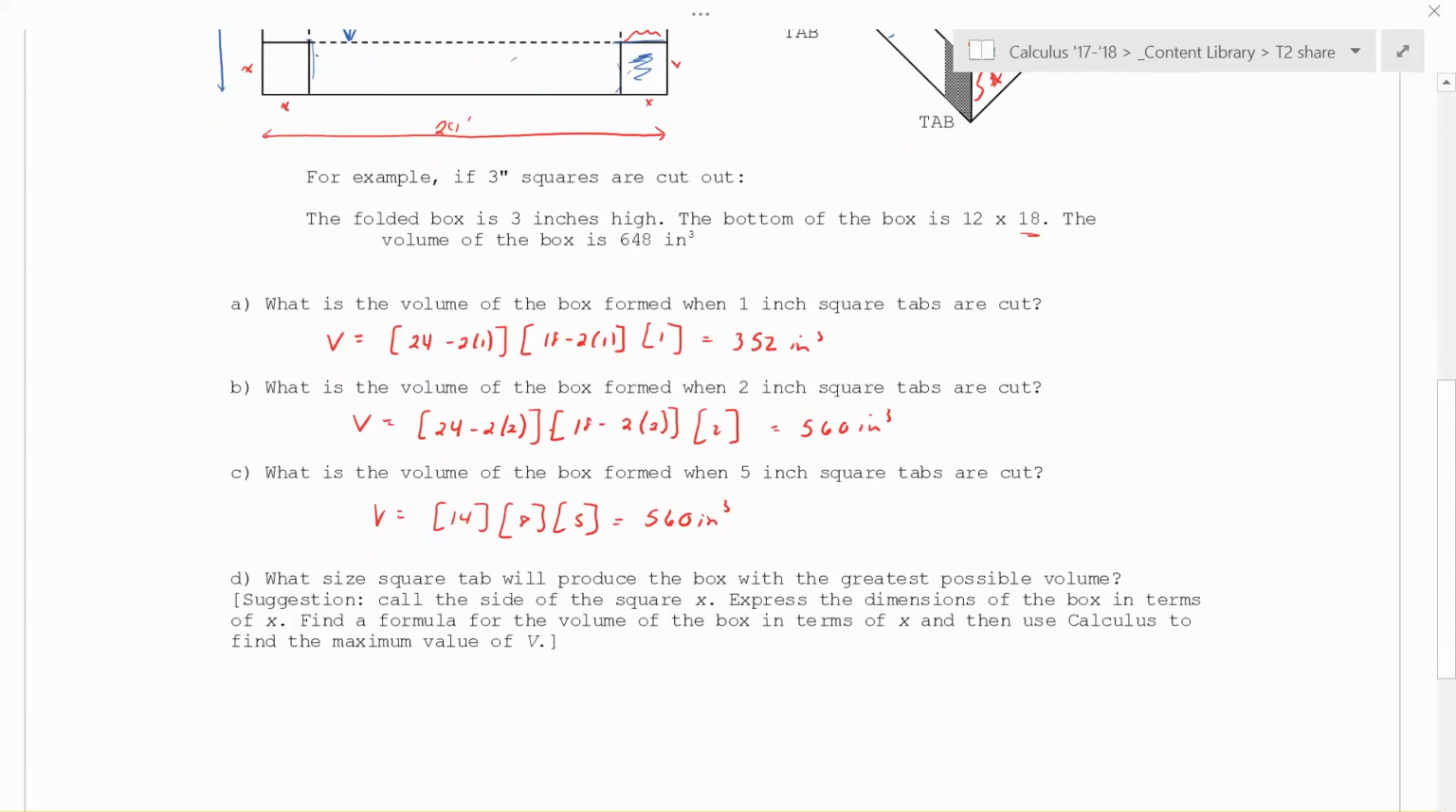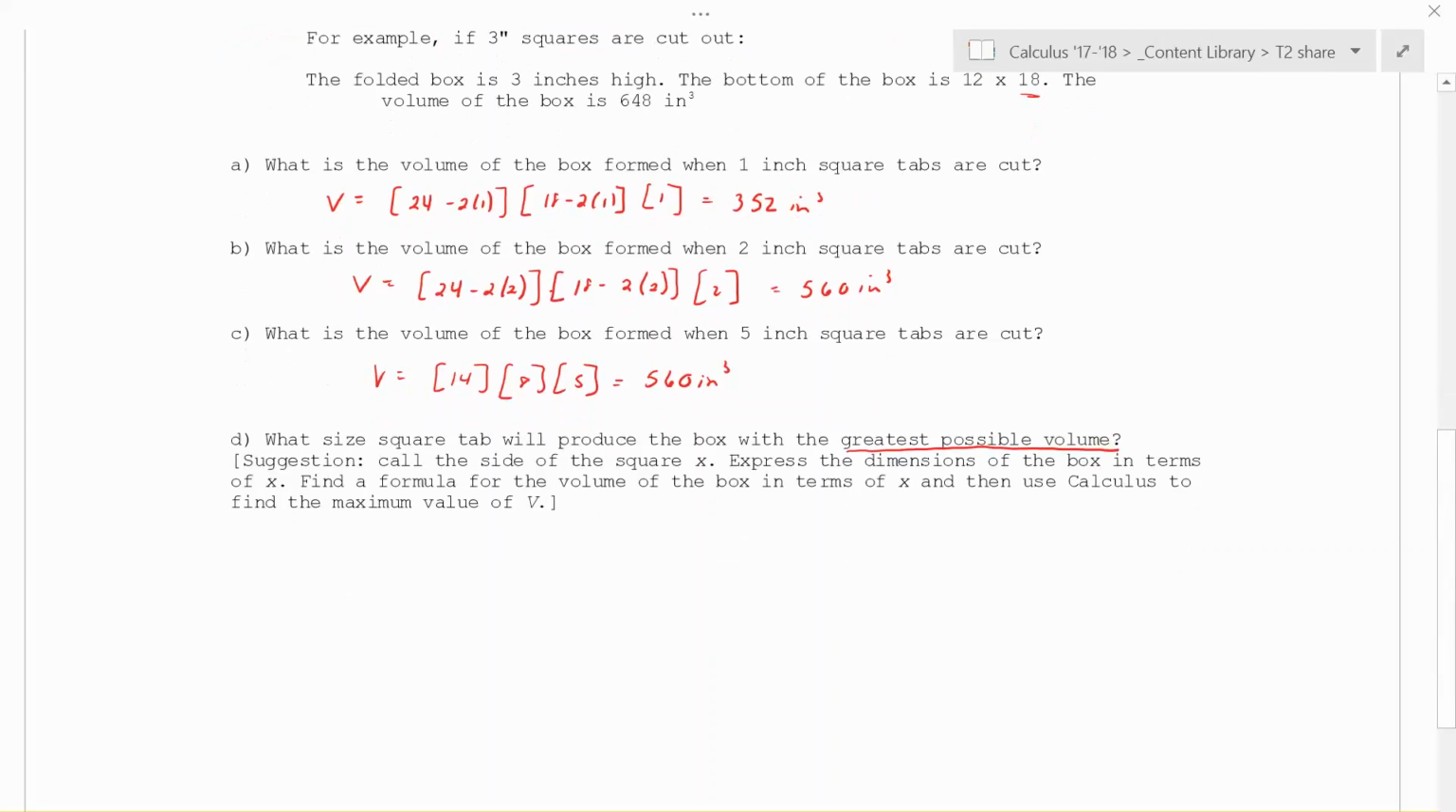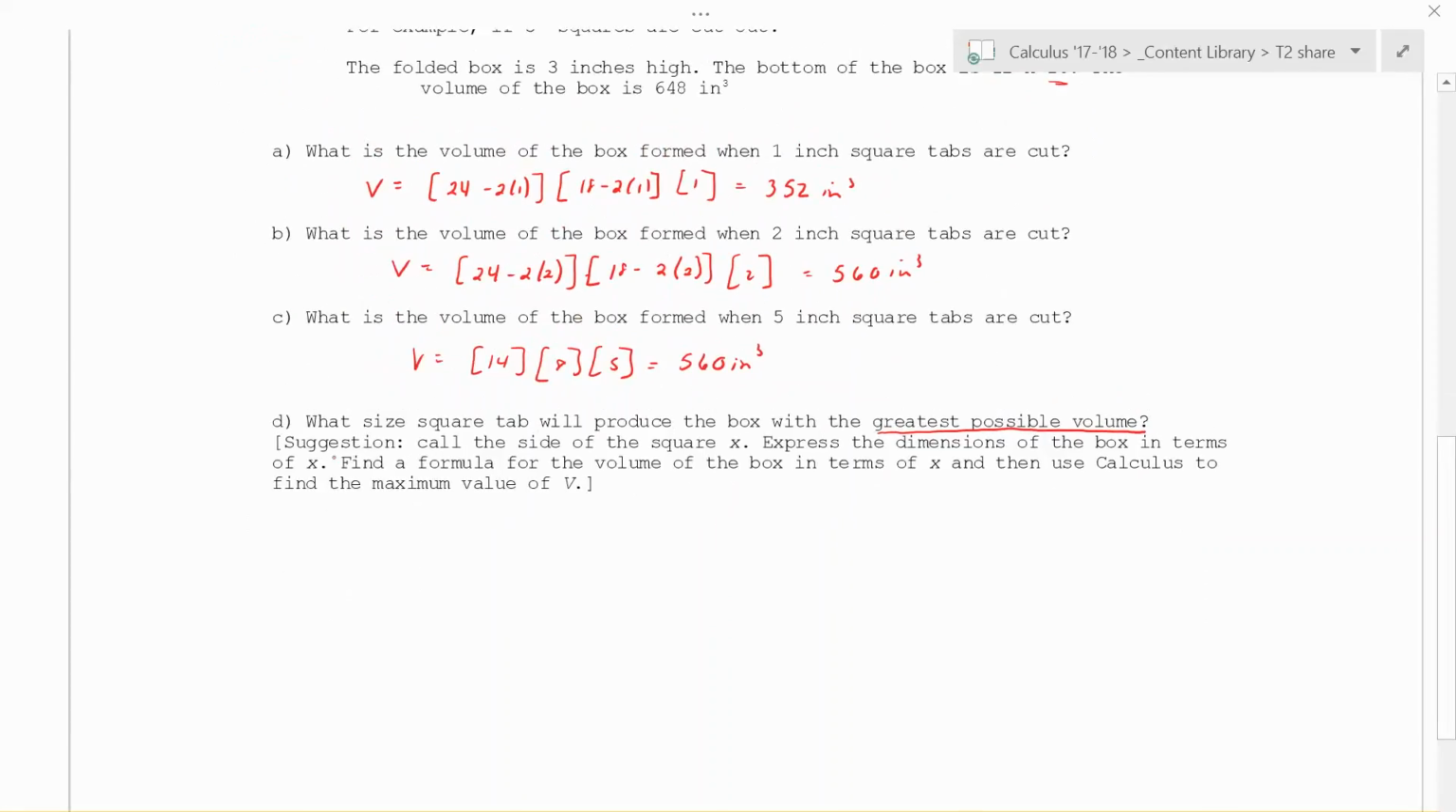Okay, so you knew what was coming here. Find the size square tab that will produce the box of the greatest possible volume. So we've got another max problem. If we want to maximize volume, what kind of an equation do we need? We need a volume equation. Okay, so I've already done this up above. Suggestion, call the side of the square x and express the dimensions of the box in terms of x.